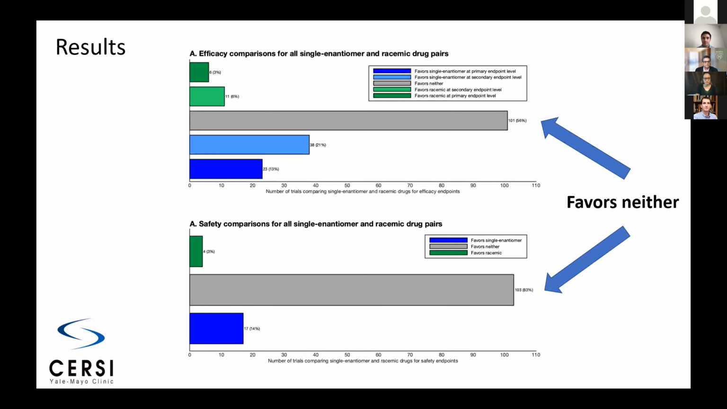Next slide, please. So on this slide, you can see a big picture representation of the findings from the trials we identified. The top figure is for efficacy and the bottom figure is for safety. You can see in the gray bars in both figures, those are the trials that favored neither drug based on the comparisons reported by trial authors. And you can see that for only 13% of trials was the single enantiomer drug favored for a predefined primary endpoint, while for 14% of trials the single enantiomer drug was favored for safety. And then from the top to bottom on these, you can see in the top in green are the trials favoring the racemic drug, and then in blue are the trials favoring the single enantiomer drug.